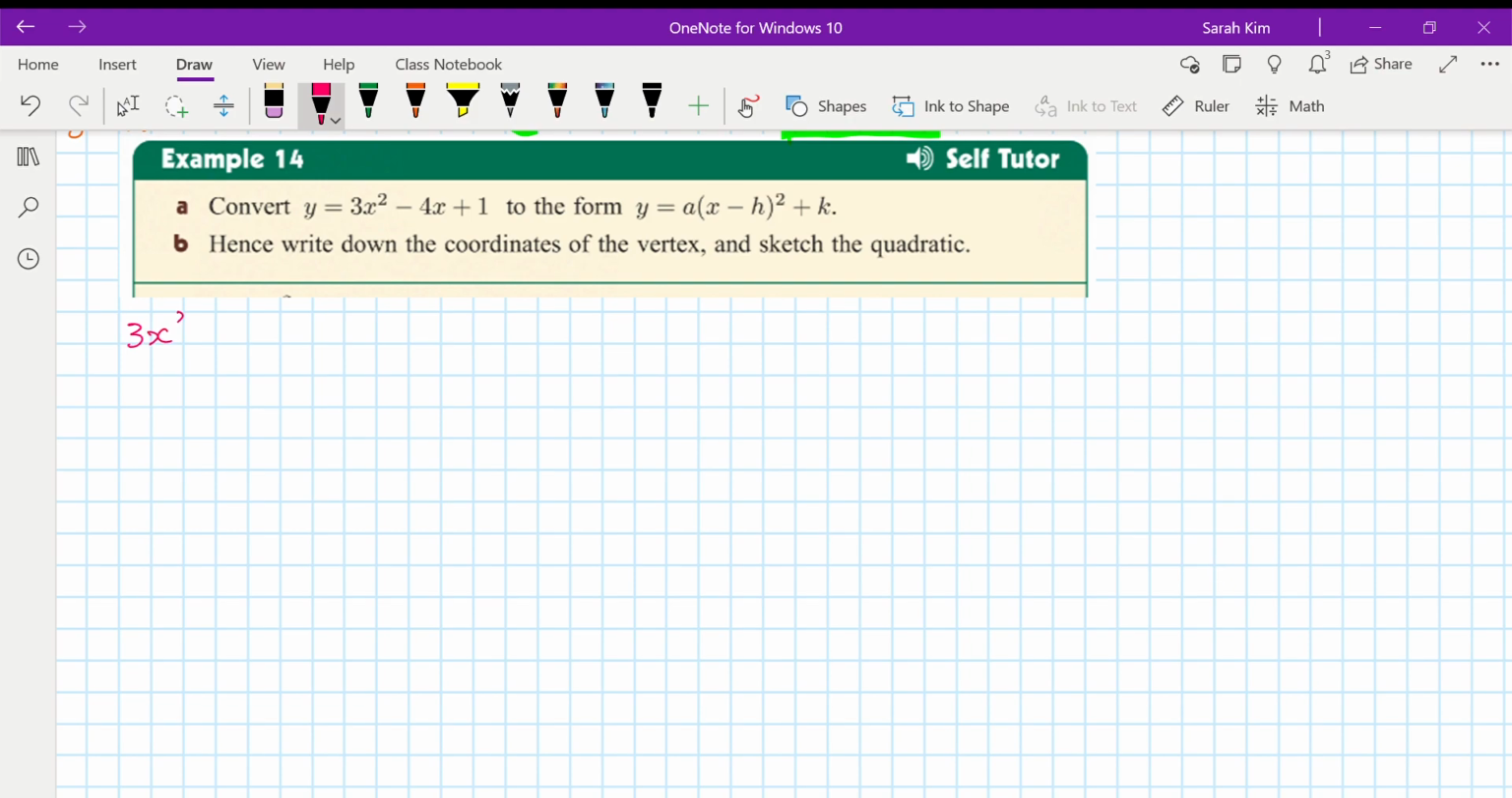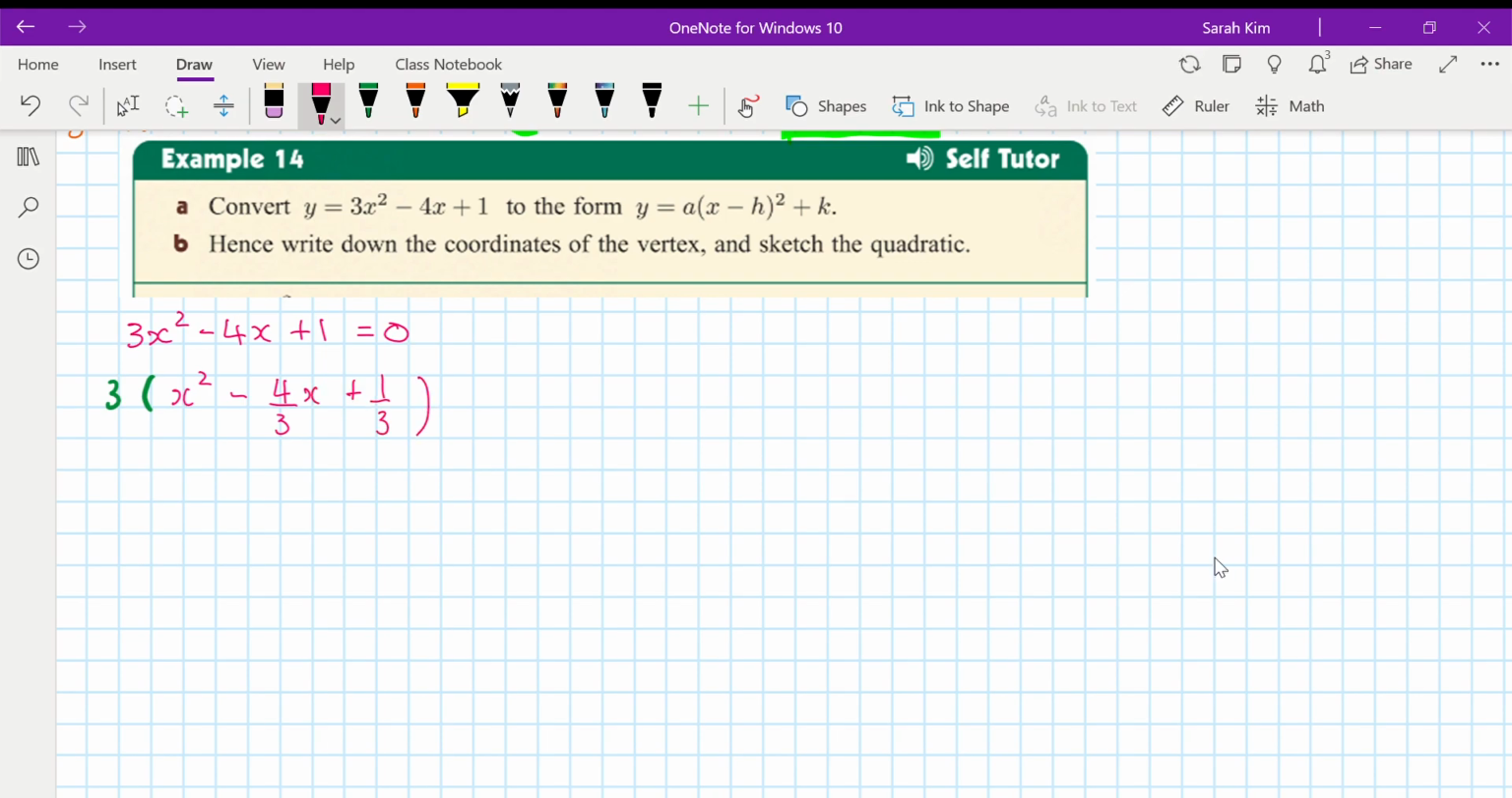3x squared take 4x plus 1 equals 0. I cannot straight away move the constant just yet. What do I need to do first? Get rid of the 3, not the 3x. So basically, I just factorize the 3 out. Okay, so it'll be x squared. I'll divide everything by 3: 4 over 3x, and then 1 over 3.